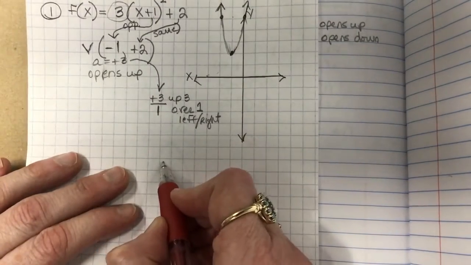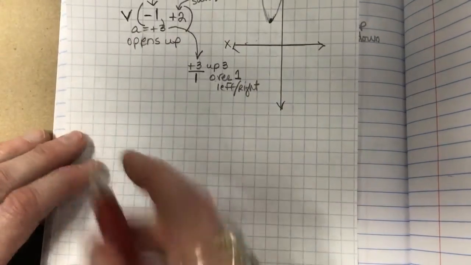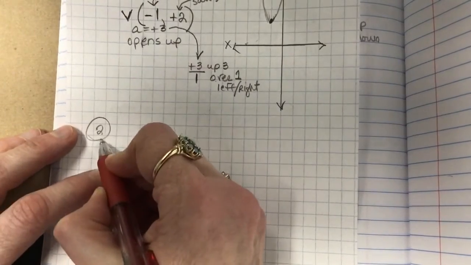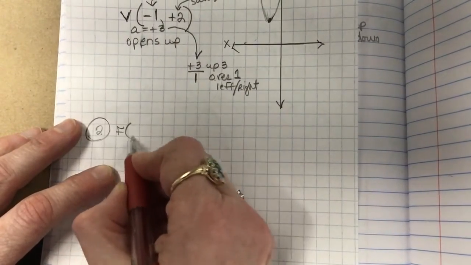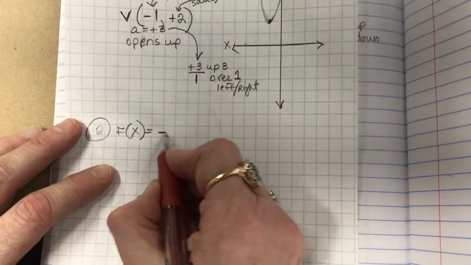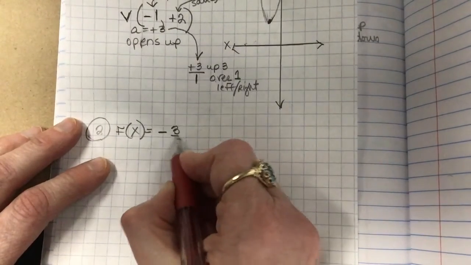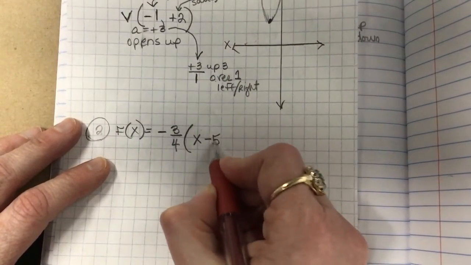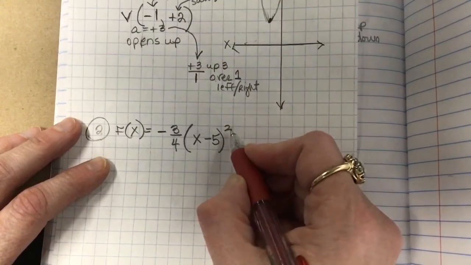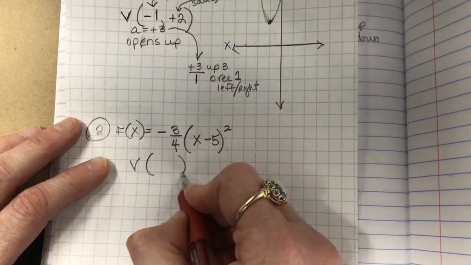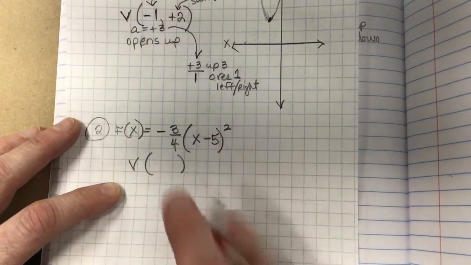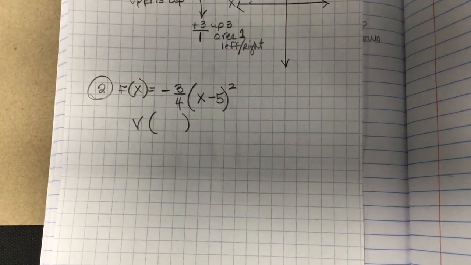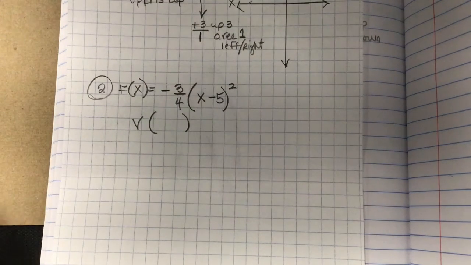Okay, number 2. I think we can do it straight up and down. We're going to do f of x is equal to, actually we're just going to do 2, so I think we're good to go. Negative 3/4 times parentheses x minus 5 squared. I want the vertex and how it opens. I don't remember if I asked you for axis of symmetry. If you did, we'll just have to add that next week. This is all I'm going to ask you to do to them because I want to get this done, and then I know some of you have some questions.